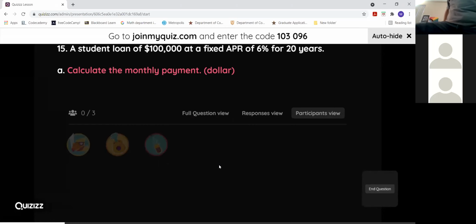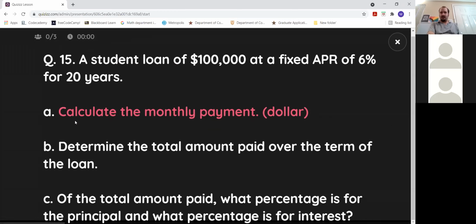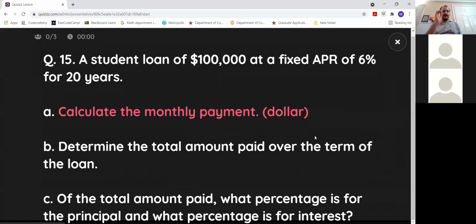Okay, a student loan of 100K and fixed APR 6% for 20 years. I think this is one that's got multiple parts. So the first thing is to calculate the payment. You are going to need that formula from the formula sheet, and I apparently didn't put it on here. That is the first thing. And if you look, I believe part B and part C are almost identical to that previous problem.